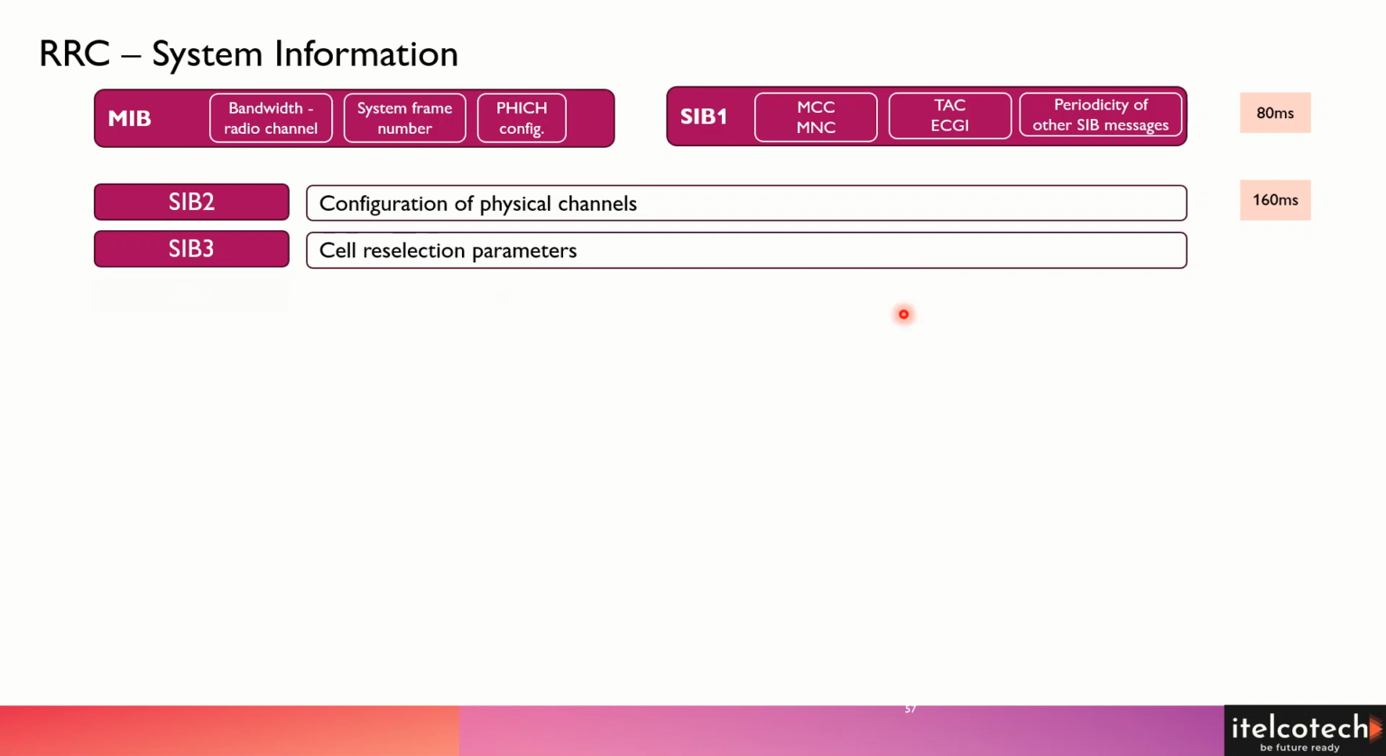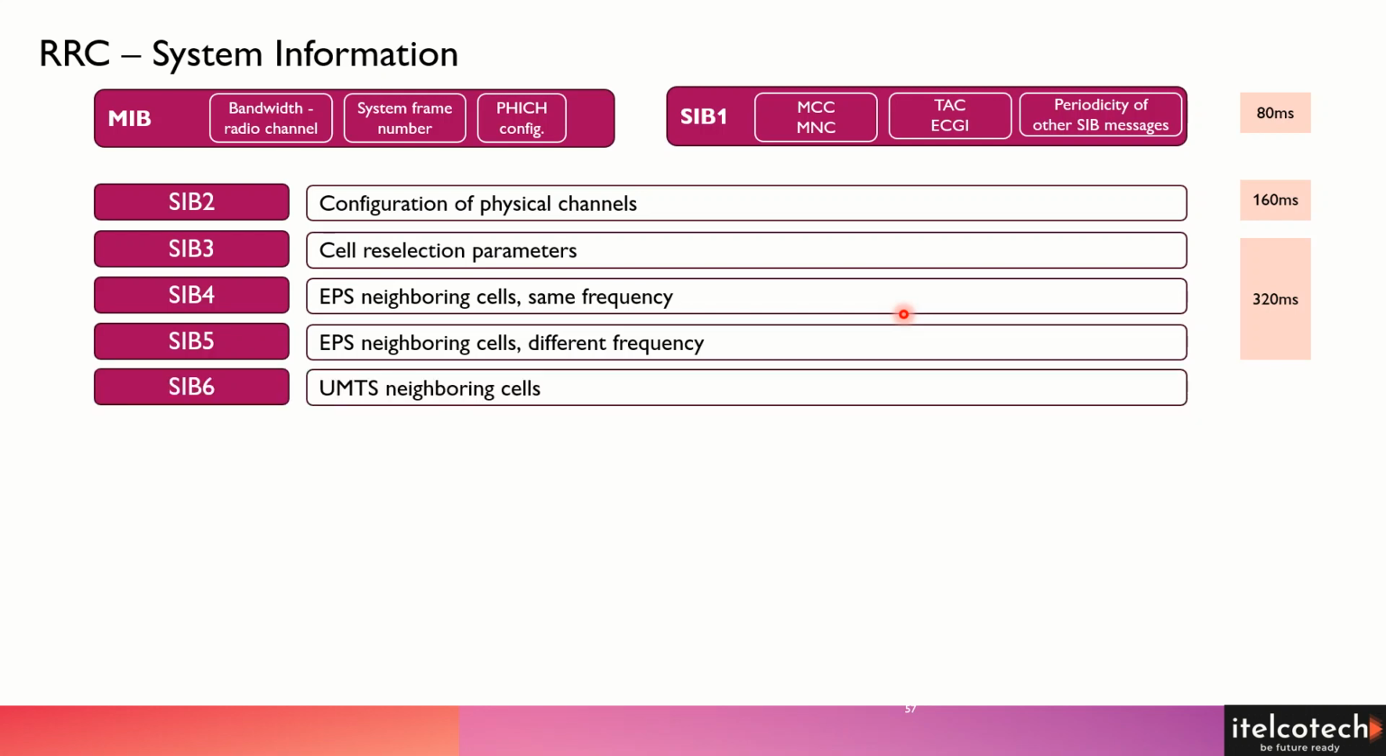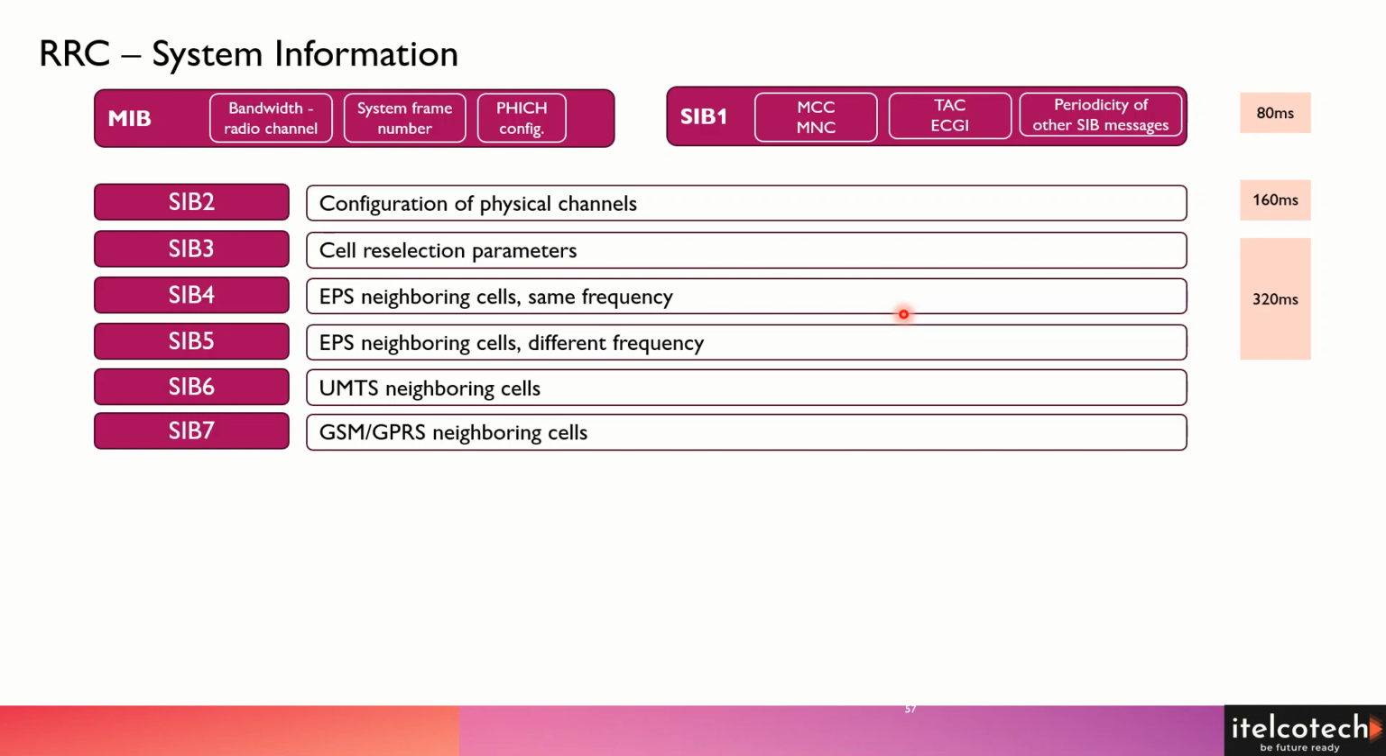We have other SIB information, which is SIB 4 and 5, which is basically focusing on the neighboring cells, and it depends on whether it is intra-frequency or inter-frequency. And then we have certain other SIB messages, which are basically used for the 3G neighboring cells and for the 2G neighboring cells, SIB 6 and SIB 7 in that case.